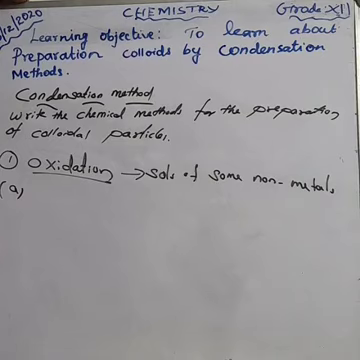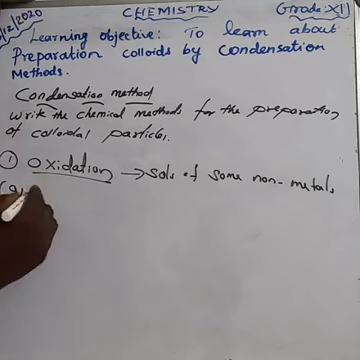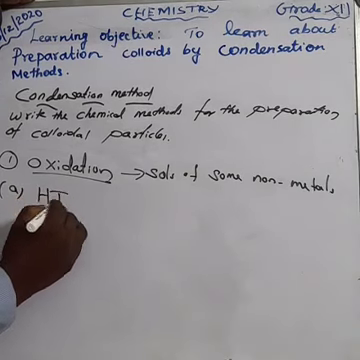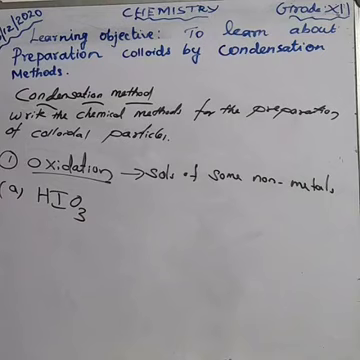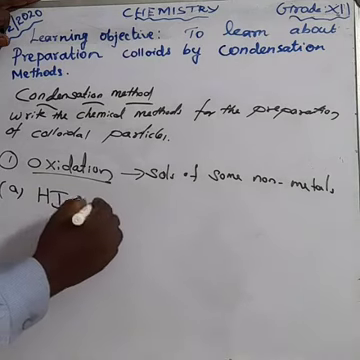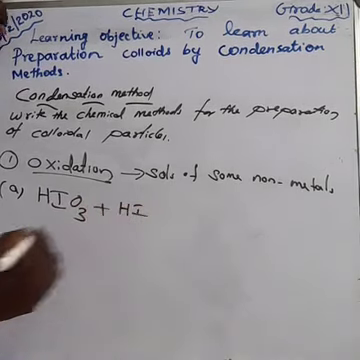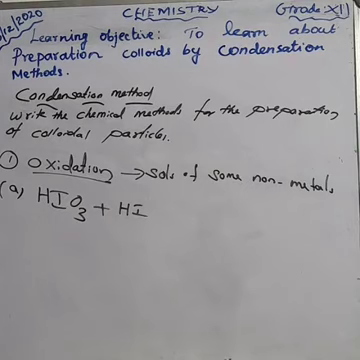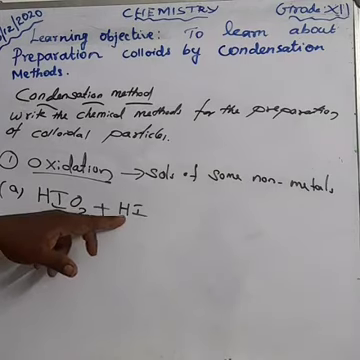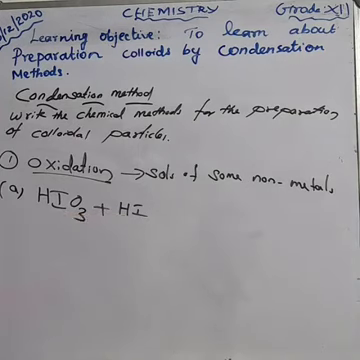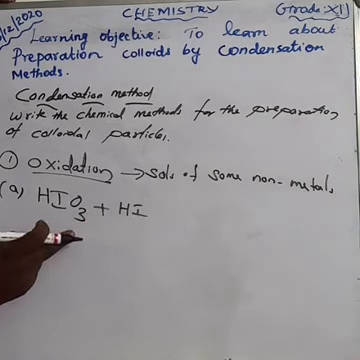hydroiodic acid. What is the formula for hydroiodic acid? That is HIO3. Hydroiodic acid is treated with hydrogen iodide. What is the formula for hydrogen iodide? HI. Here, the hydrogen combines with oxygen.